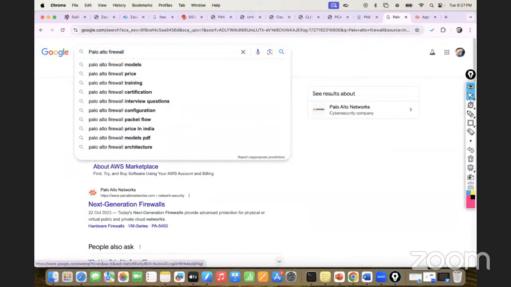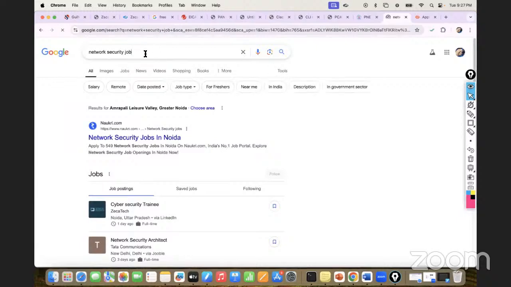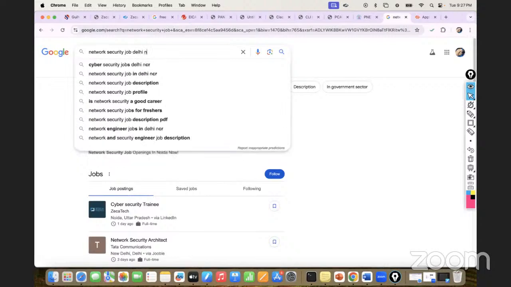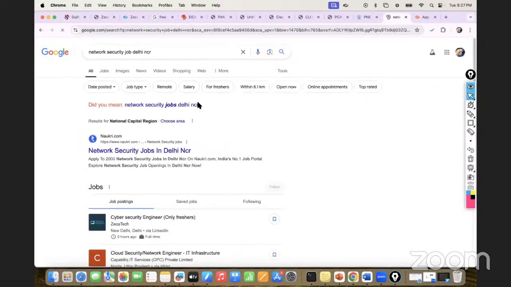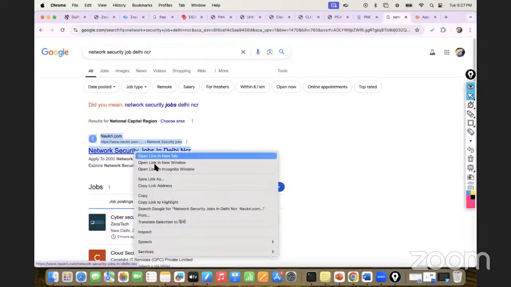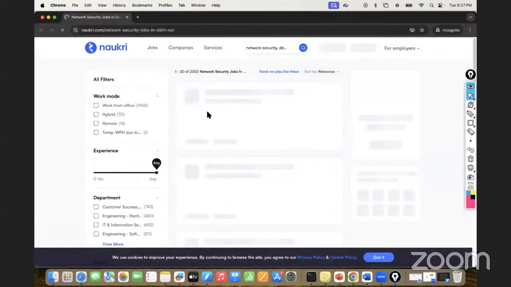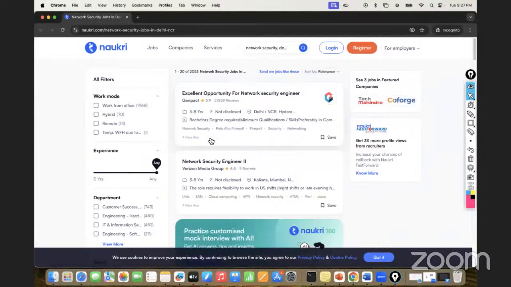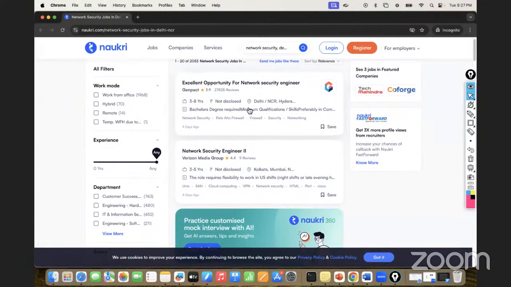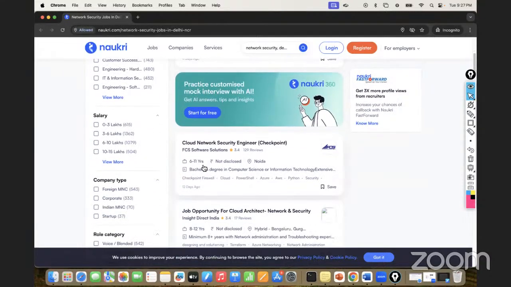So if you're going to find a network security job, because you're going to become a network security engineer, so search network security jobs, any city you can put in, let's put in Delhi NCR. So you have N number of jobs. Let me open in incognito. Wait, Sanwaj, I'll give you a chance. No need to worry about that. We have a lot of jobs available. You can see a lot of 3 to 5 years, 6 to 11 years.